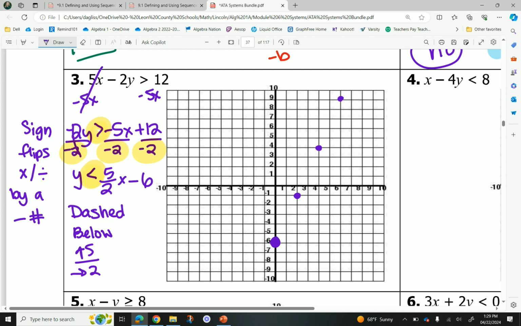Okay. I'm going to connect these with a dashed line. Like that. And we said we were shading below, correct? So find the y-intercept and go down. Do you see how we're underneath the line? So I need all the pieces that are going to be underneath my line.